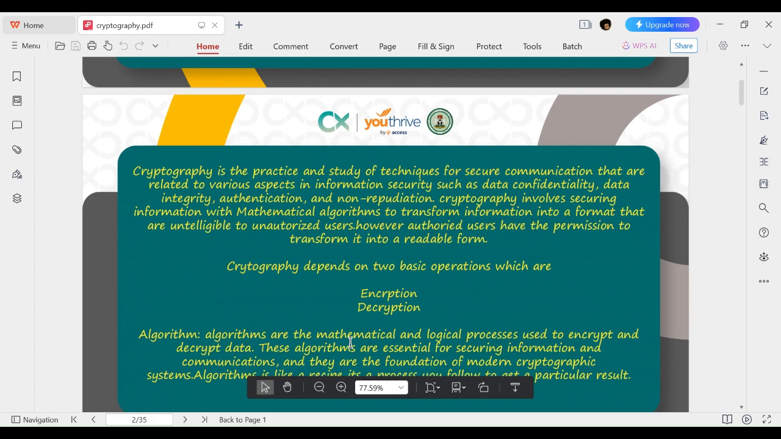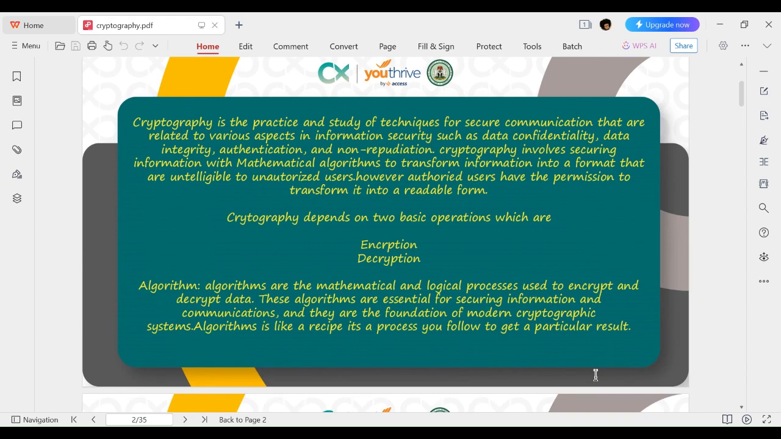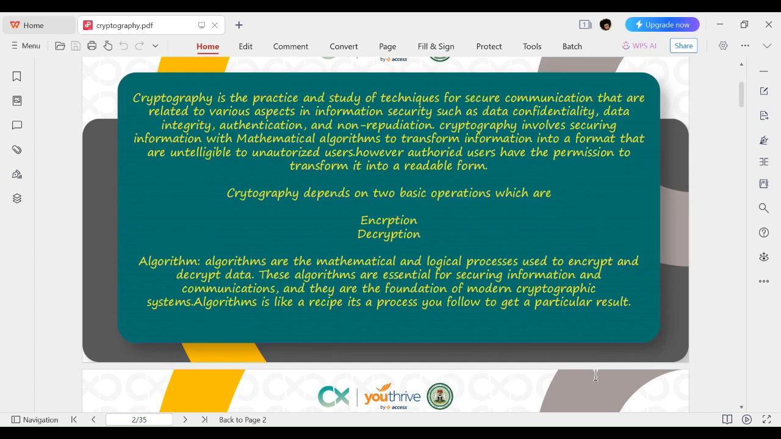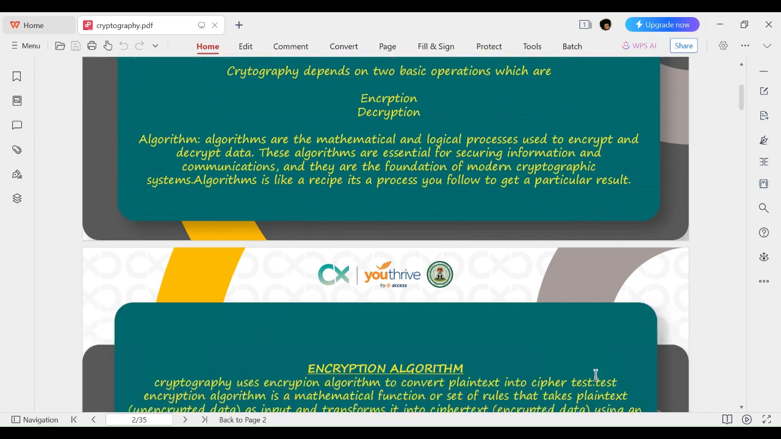Algorithms are the mathematical and logical processes used to encrypt and decrypt data. These algorithms are essential for securing information and communication, and they are the foundation of modern cryptographic systems. An algorithm is like a recipe. It's a process you follow to get a particular result. Let's say I want to make meat pie. I have to get flour, I have to get baking powder, I have to add sugar, I have to add every ingredient I need to achieve that. That's the way an algorithm works. It's a pattern by which something is made. So algorithms are mathematical and logical processes used to encrypt and decrypt data.